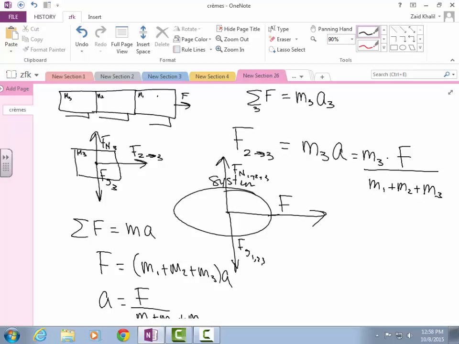So it's M2 plus M3 times F over M1 plus M2 plus M3. And then M1A is M1 times F over M1 plus M2 plus M3. And what do we end up with?